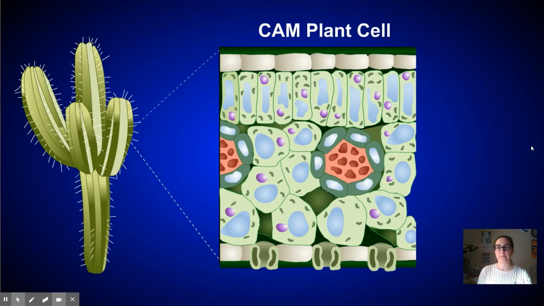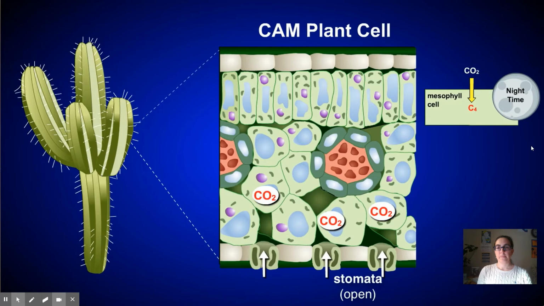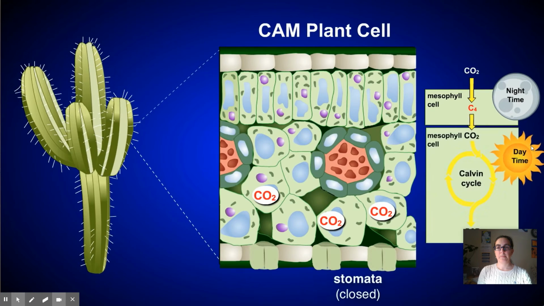During CAM photosynthesis, CO2 is taken up during the night when the stomata are open and is fixed into a 4-carbon molecule. It's then stored until daylight as an intermediate molecule, which gives the CAM cycle its name. This adaptation allows photosynthesis to occur in drier climates than in both C3 and C4 photosynthesis. A great example of a CAM plant is the cactus.